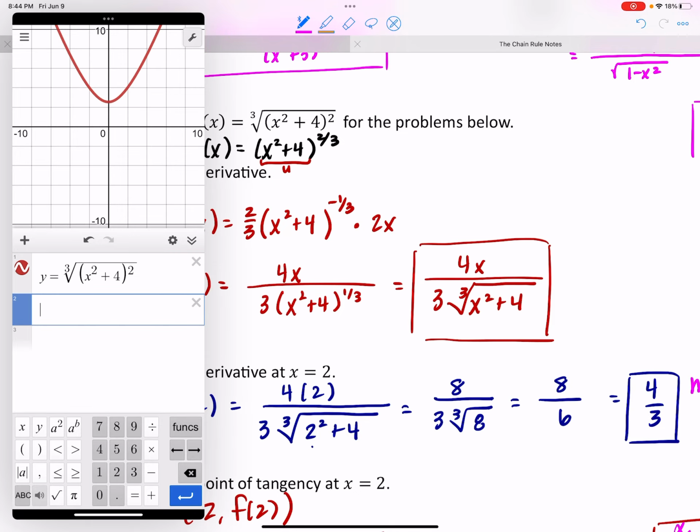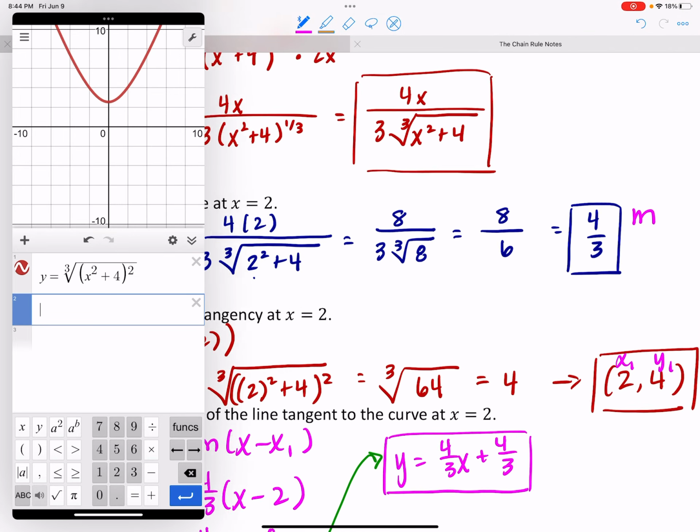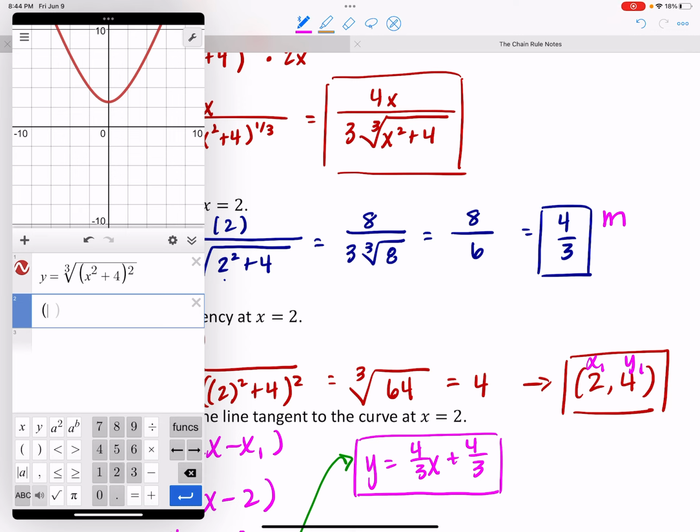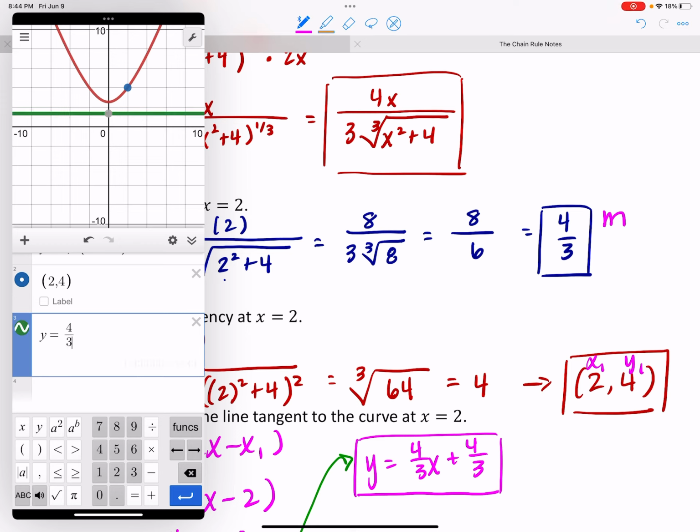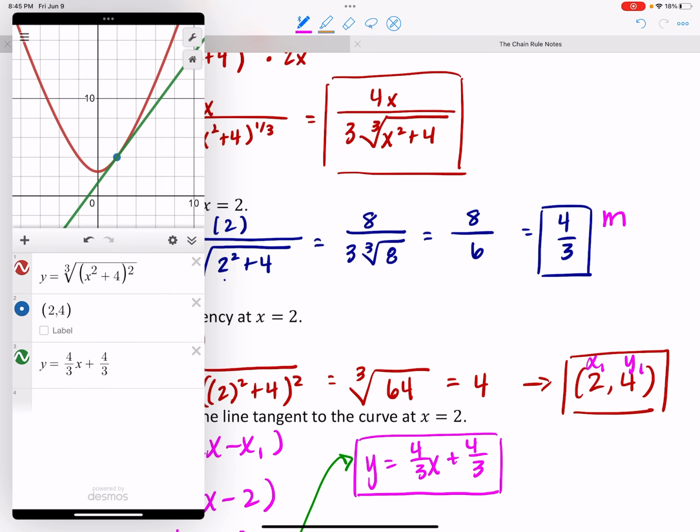So there's our function, and now I'm saying that at the point 2, 4, just better make sure that's on my curve. It is. That this is the equation of the line that's tangent through that point. So let's type that in. Y equals 4/3. And let's make sure x is not in the denominator of that fraction. And then plus 4/3. And there it is. Exactly what we would want to see. There's our line tangent to that curve at that x value of 2.